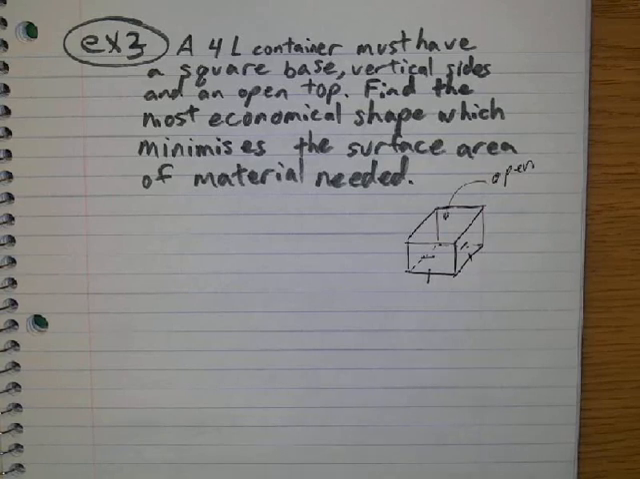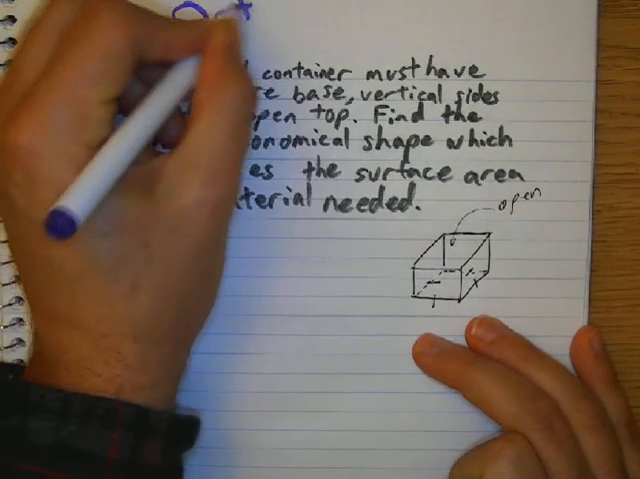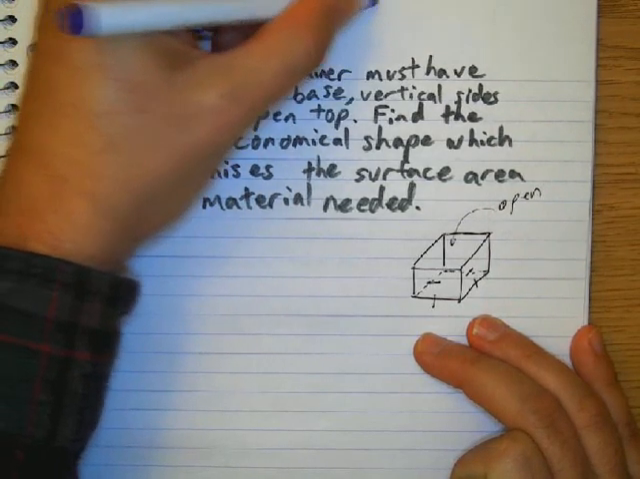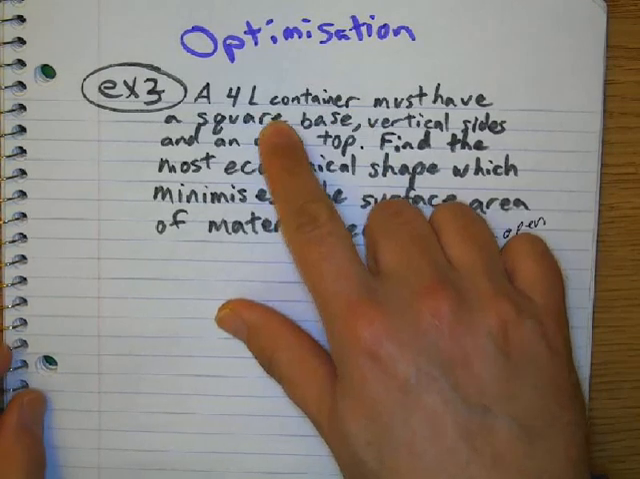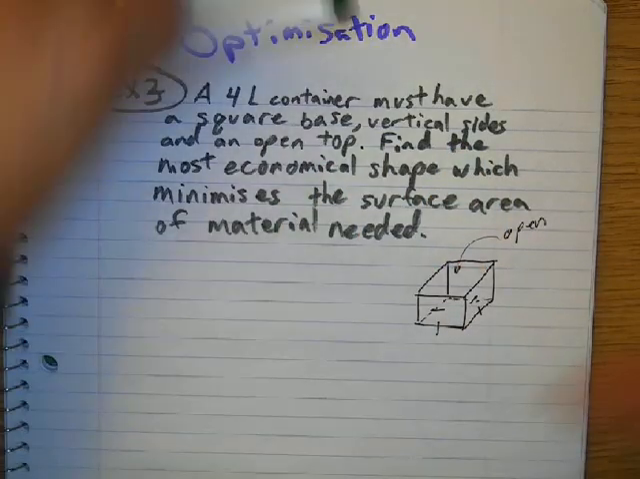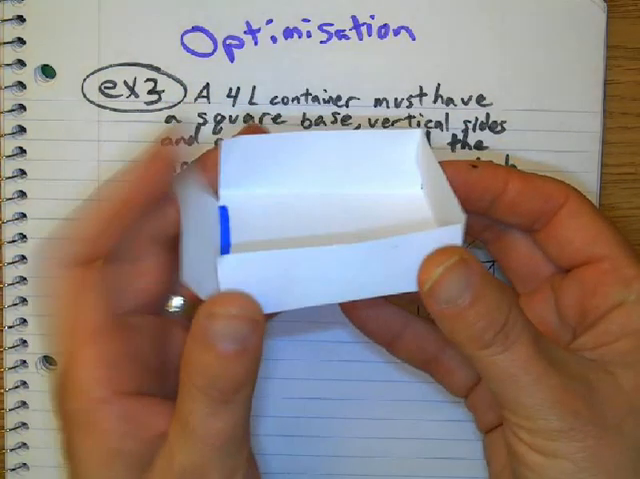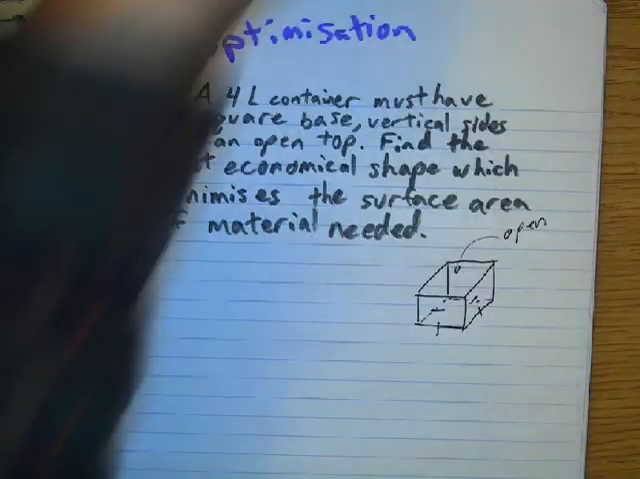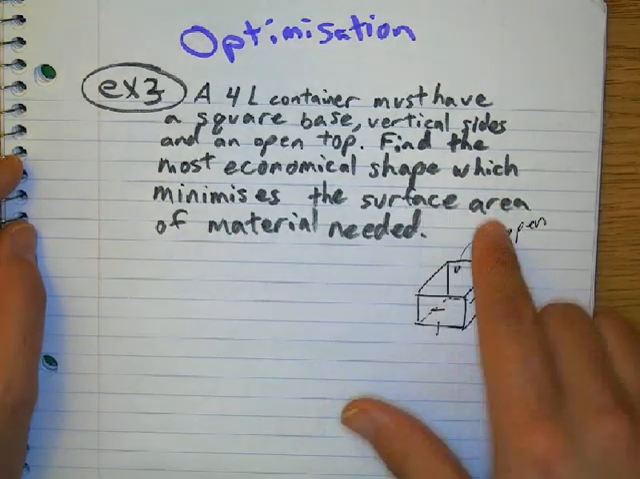All right, we're going to do a third question on optimization. Okay, so we want a 4-liter container that has to have a square base and vertical sides, and this container is open to the top, kind of like our cake tin that we had the other day. So if it opens up, we're going to have something like this. Find the most economical shape that minimizes the surface area that's needed.